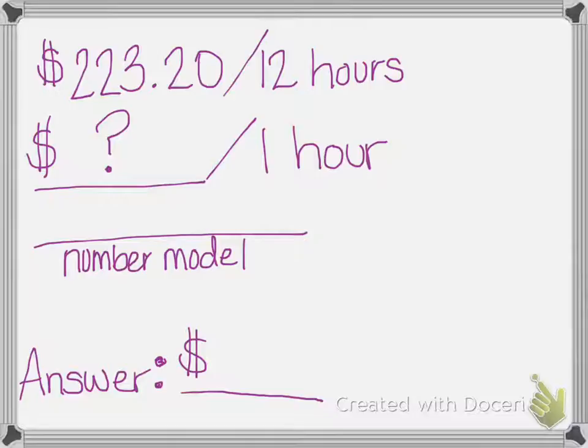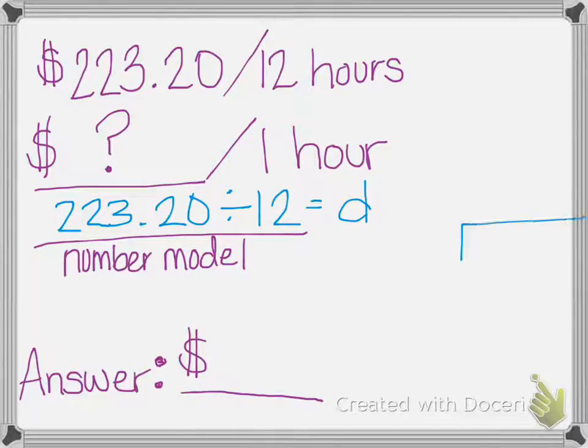Number 2 says Jacory made $223.20 for 12 hours of work. How much did he make in 1 hour? So we know if he makes $223.20 in 12 hours, we have to divide by 12 to figure out what he makes in 1 hour.